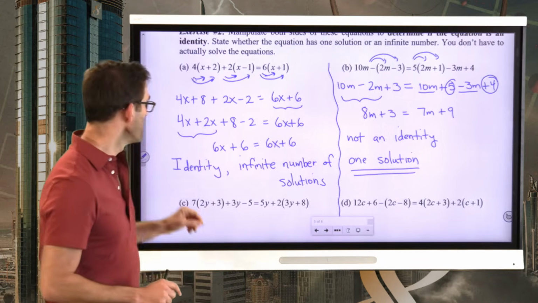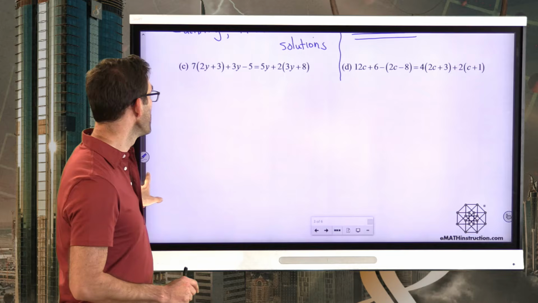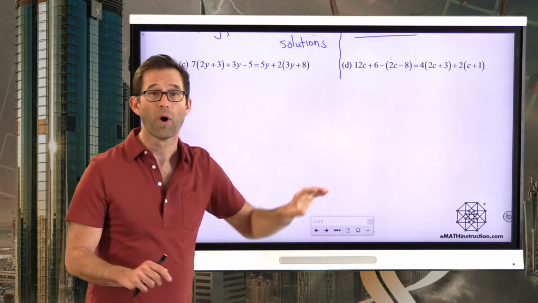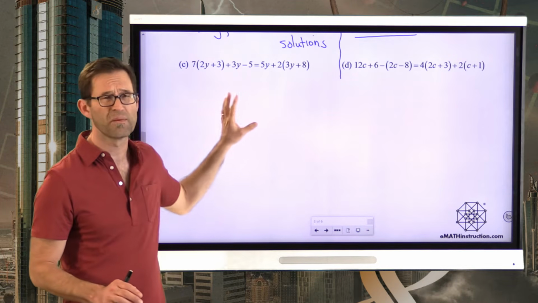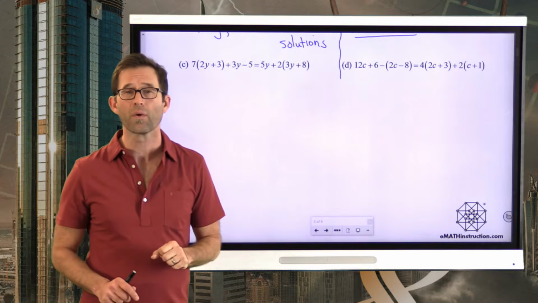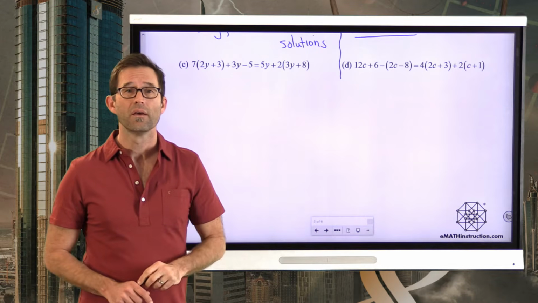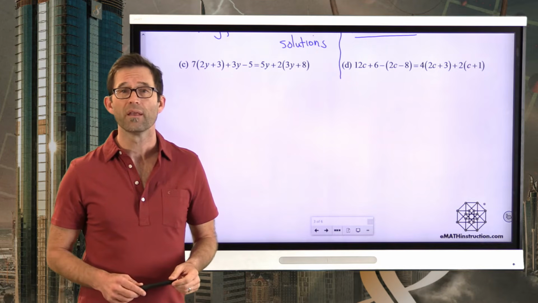What I'd like you to do now is do the same thing in letter C and letter D. Pause the video, take as much time as you need to simplify these horrible looking equations and see if either one of them is an identity that has an infinite number of solutions.